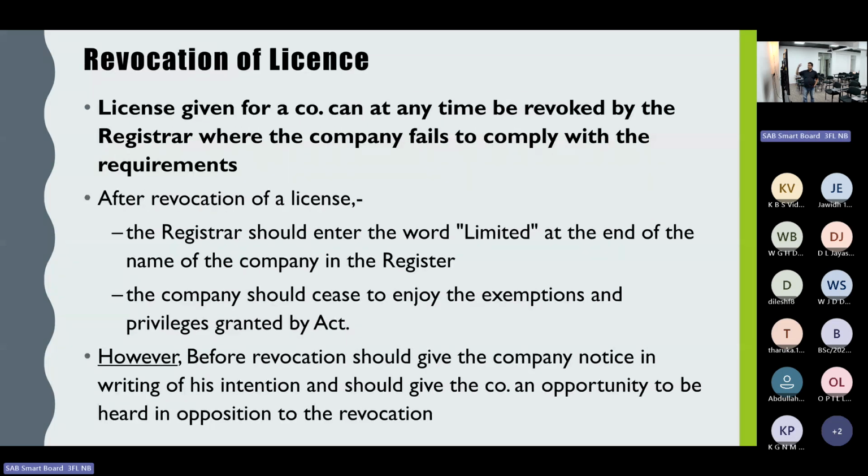The privilege is that it is also a company, just like any other company, with separateness, perpetual succession, limited liability and all. And they have a privilege not to use the limited or guarantee limited at the end.